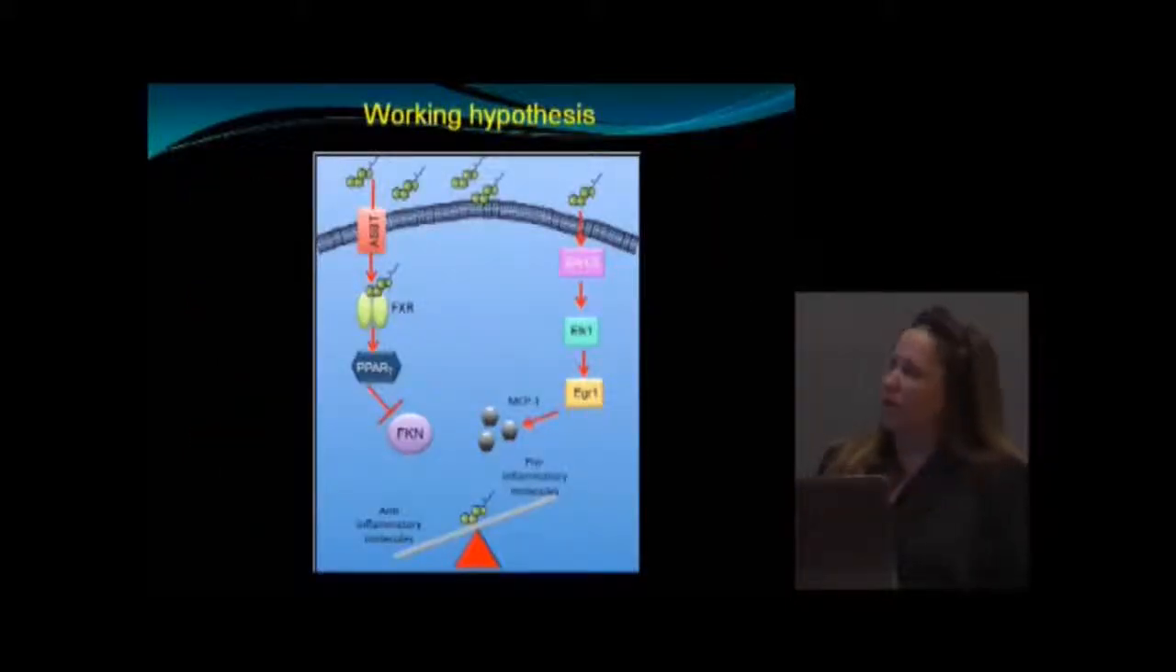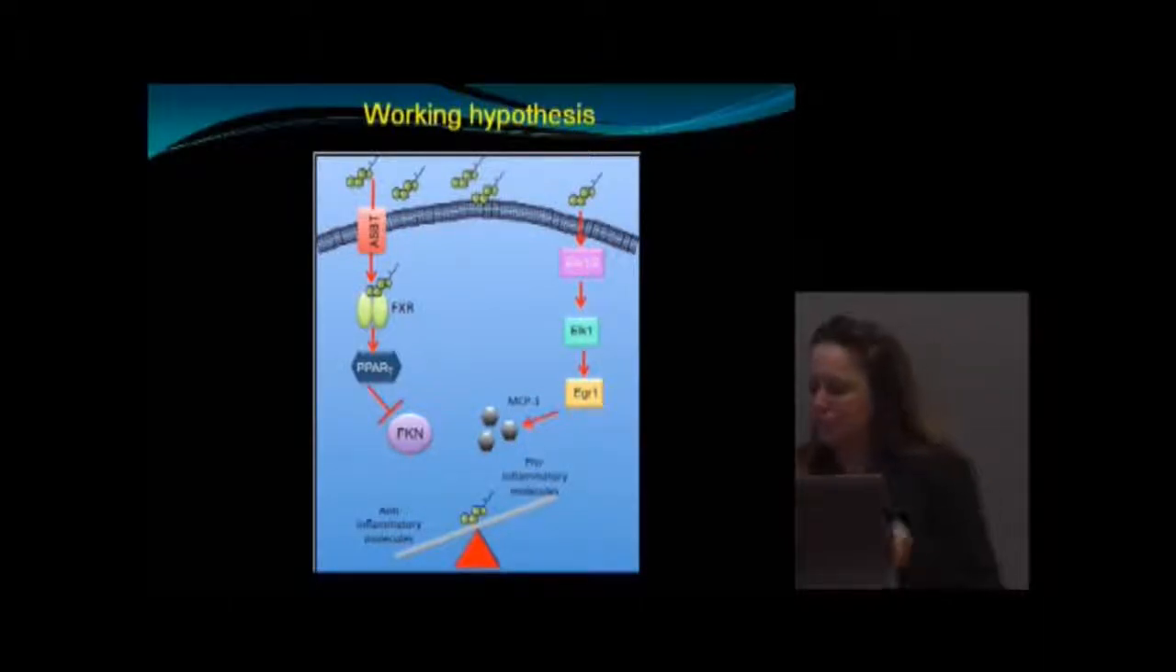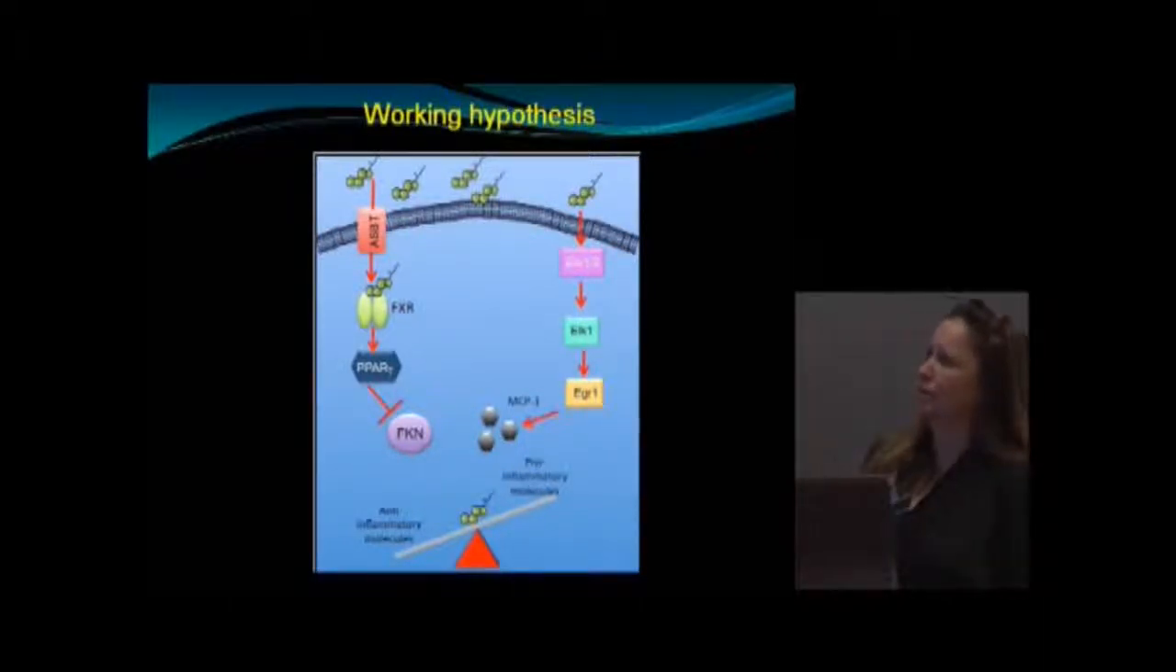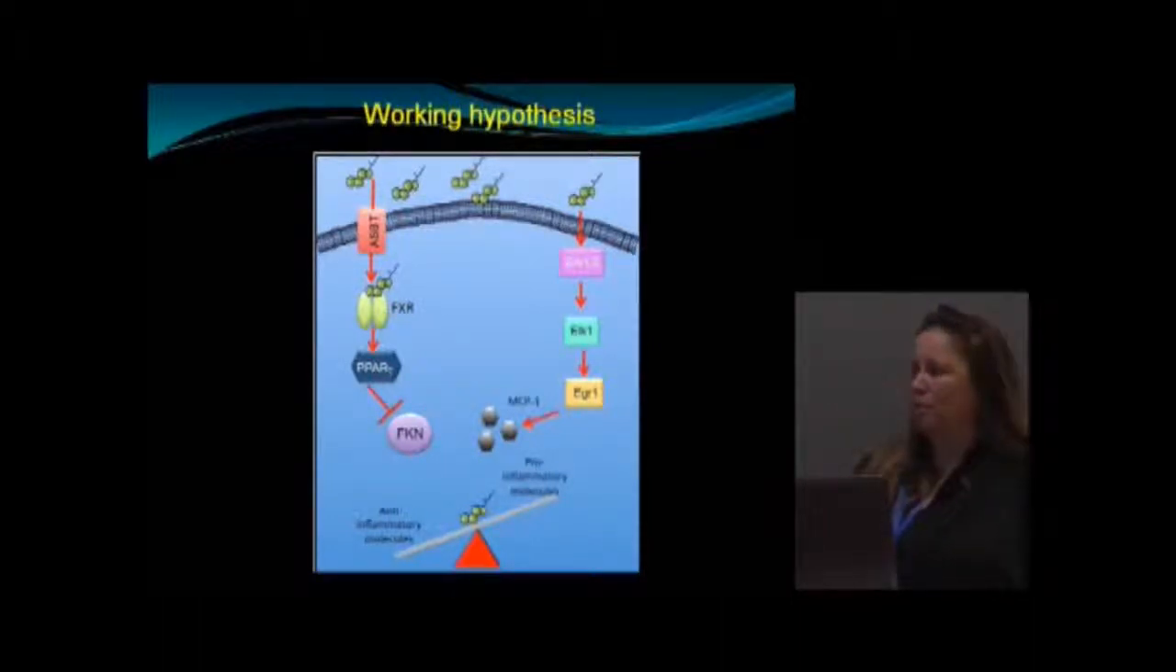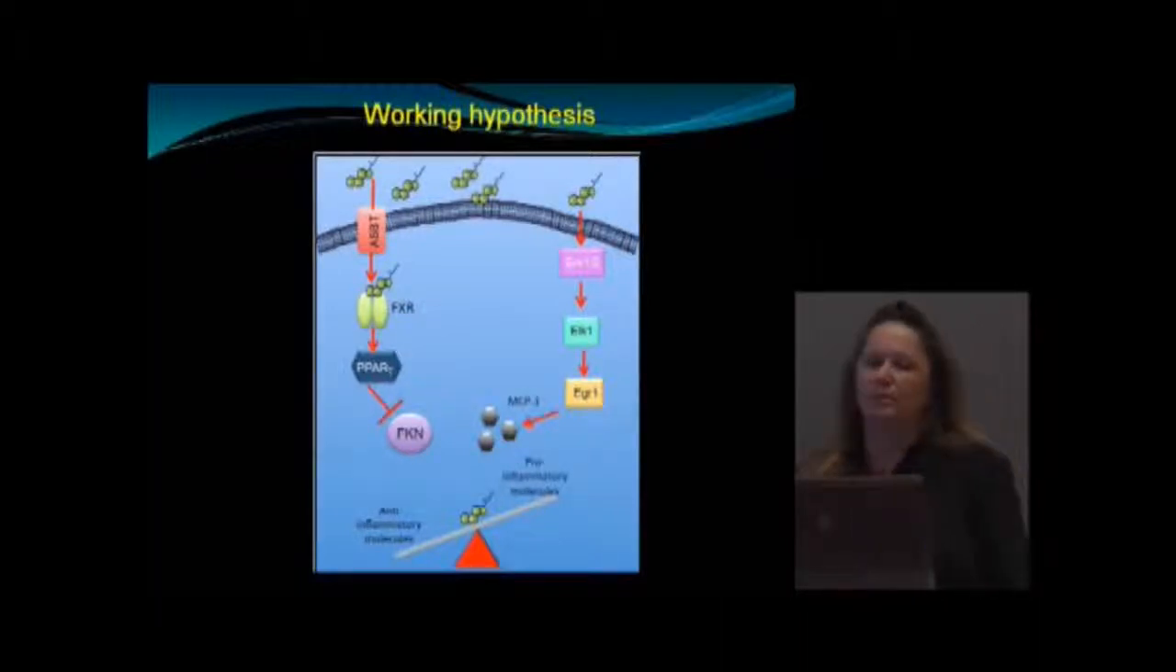And we have a working hypothesis for the mechanism of this, and this has a lot more data on it than I was able to show you today, but we believe that bile acids are affecting fractalkine and MCP1 expression by two different mechanisms. But the bottom line is that we believe bile acids are dysregulating the balance between pro-inflammatory and anti-inflammatory cytokines in the brain, and therefore contributing to the inflammation seen in acute liver failure.